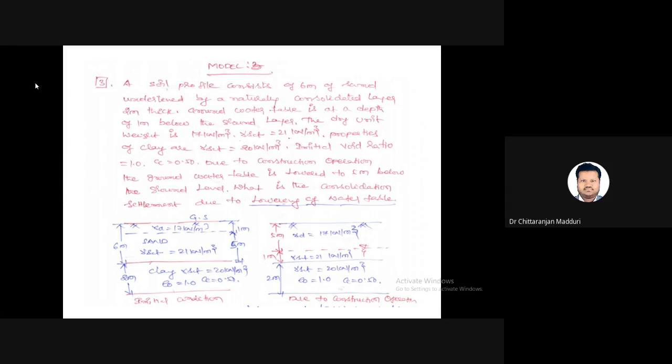So when water table is lowered, what will happen? Pore water pressure decreases, effective stress increases. If effective stress increases, what will happen? What is the nature of effective stress? It compresses the solid grains. Because of some compression of solid grains, there will be some change in vertical displacement of soil. That we need to find out.